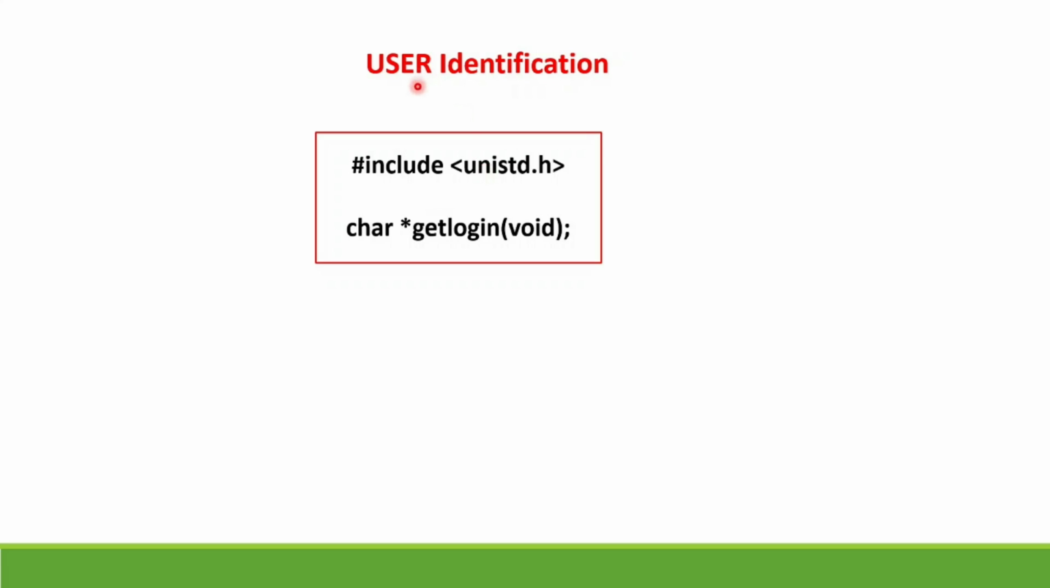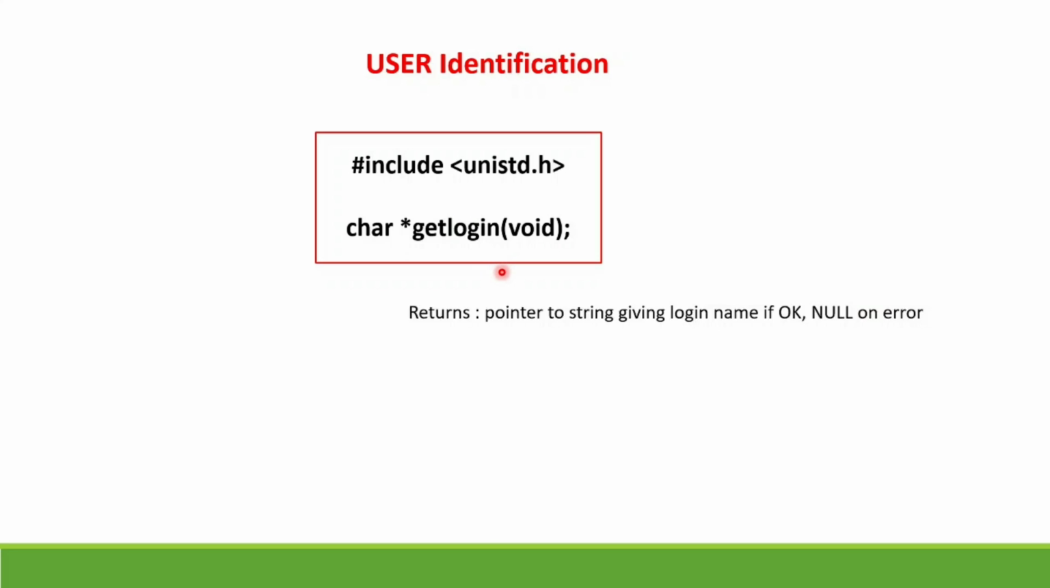The next topic is about user identification. We know how a process can find out its effective and real user ID as well as group ID. But sometimes it is necessary to know the login name of the user who is running the program, right? And this can be obtained by using this particular function, the getlogin function. So the getlogin function provides a way to fetch that login name.